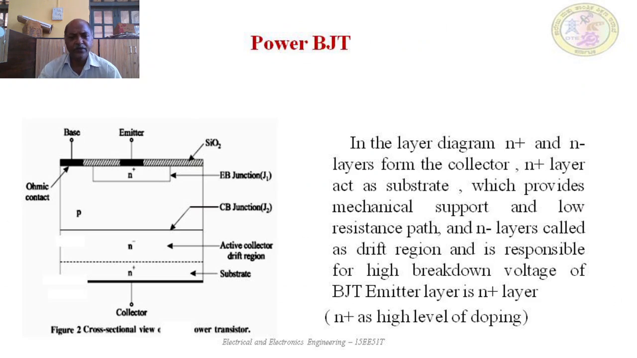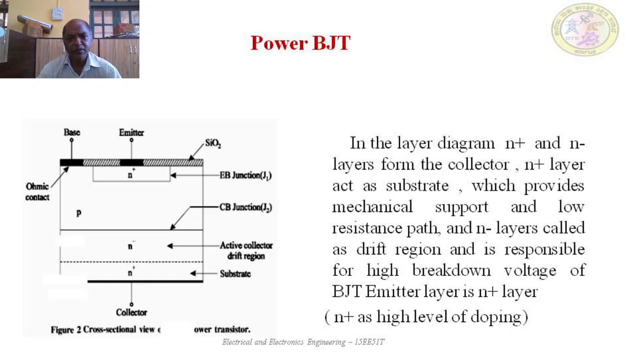In this slide, you can observe the layer diagram or structure diagram of a power BJT. The layer diagram is somewhat different from the normal signal transistors. In this power BJT, one extra layer is provided, that is an N minus layer above the N plus layer, that is above the substrate, in between the outer N layer and inner P layer. That layer is called a drift region.